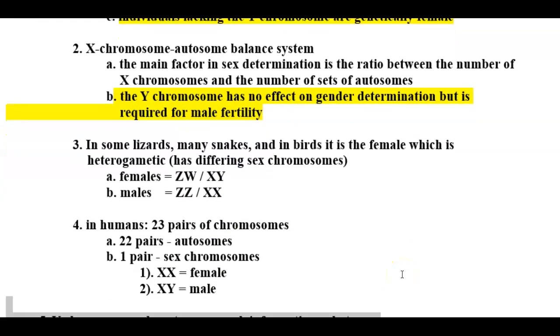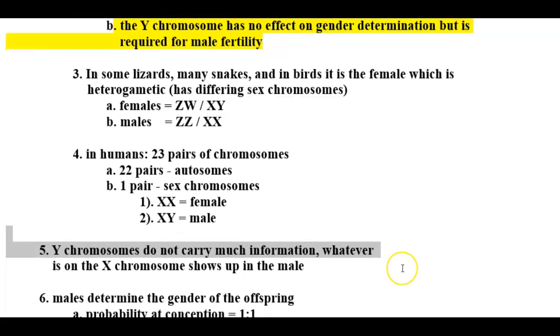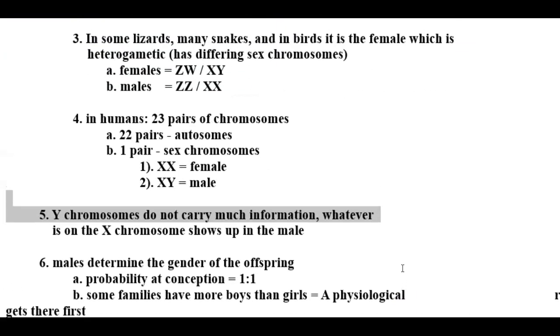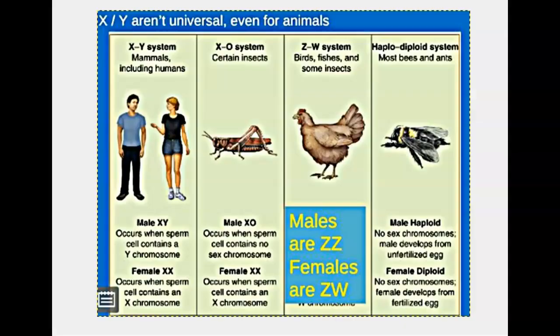Let's review autosomes and sex chromosomes from our lab. Humans, 23 pairs of chromosomes, 22 pairs are autosomes, 1 pair of sex chromosomes, XX genetic female, XY, genetic male. So XY system, right here, male XY. When sperm cells contain a Y chromosome, females are XX.